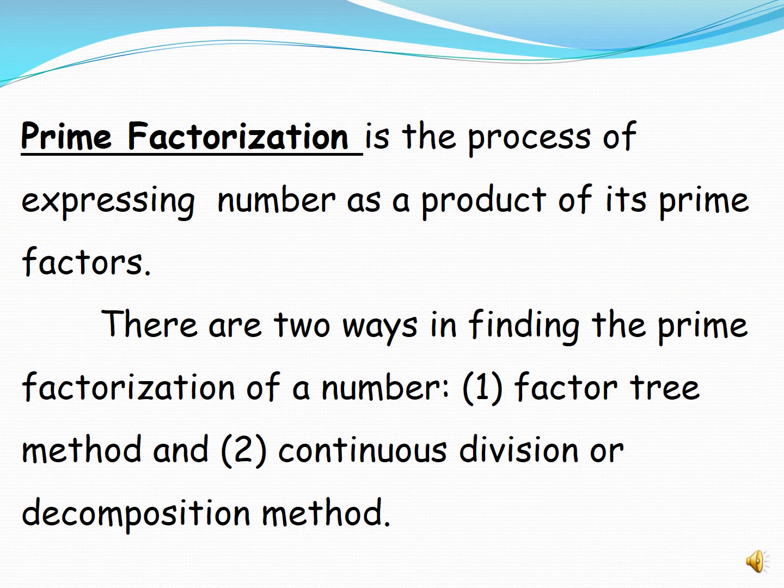Prime factorization is the process of expressing a number as a product of its prime factors. There are two ways of finding the prime factorization of a number. First, the factor tree method, and second, the continuous division or decomposition method.